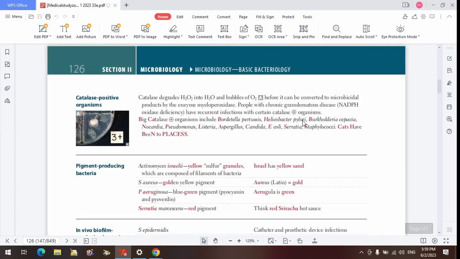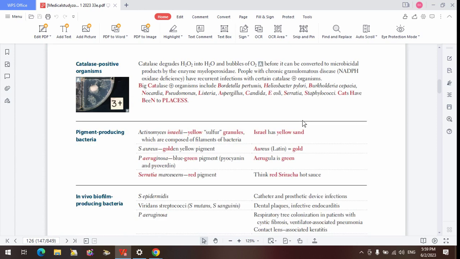Okay. So the catalase positive organism is very high yield. We meet it here, we meet it in immunology. We have to know it. Very easy. It looks very confusing. That pathway is very confusing, but it's very easy once you pay attention to it.